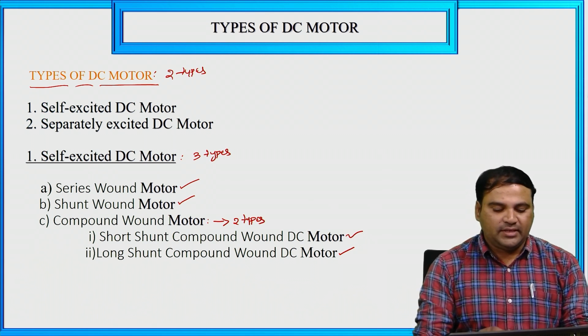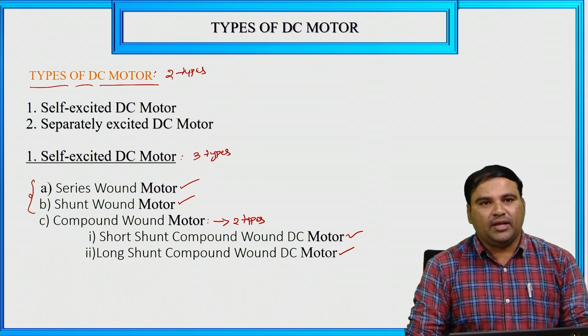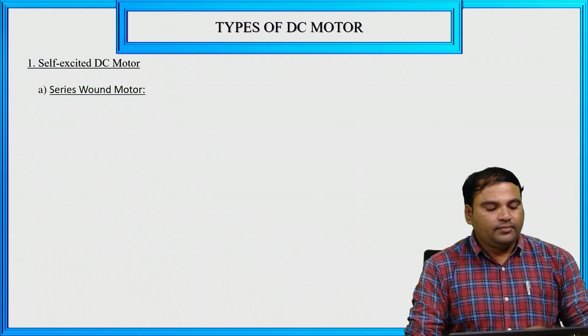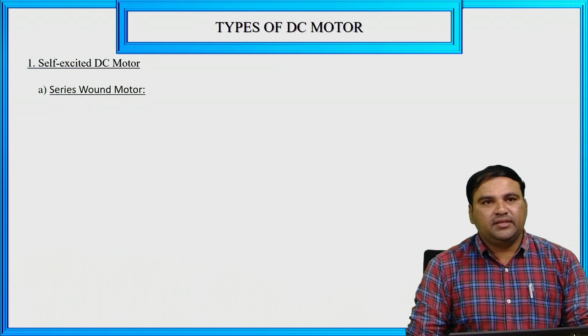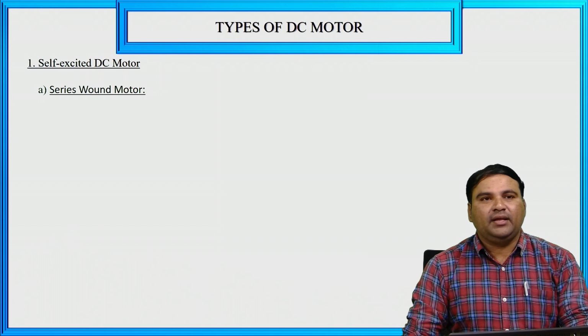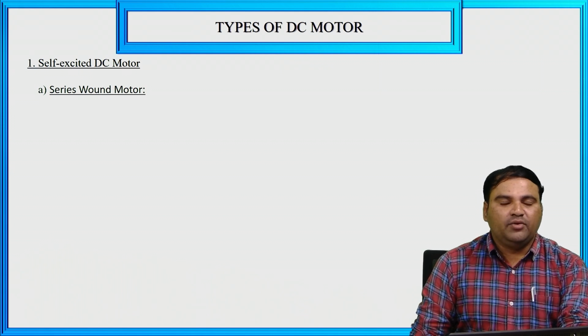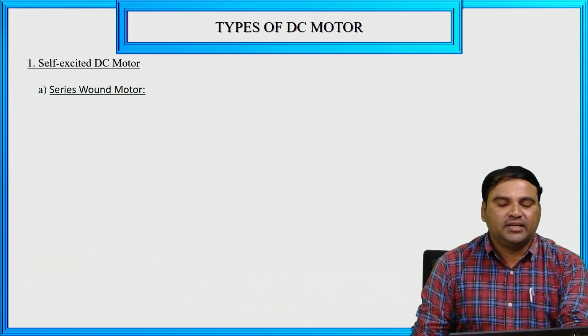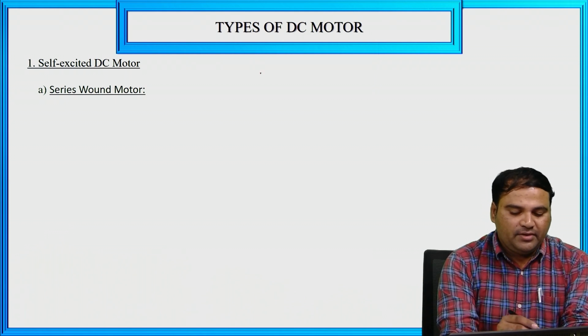Now in today's video session, we are going to discuss the series and shunt wound DC motor. In the self-excited DC motor, the first one is the series wound DC motor. In the series wound DC motor, the armature and field windings are connected in series across one voltage source. The DC motor converts electrical energy into mechanical energy. So first, let us draw the circuit.